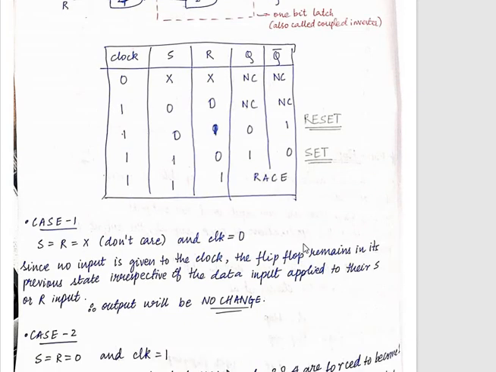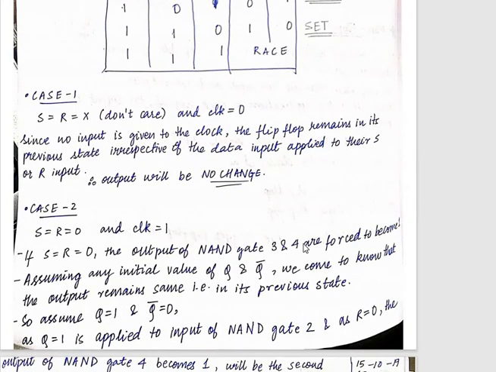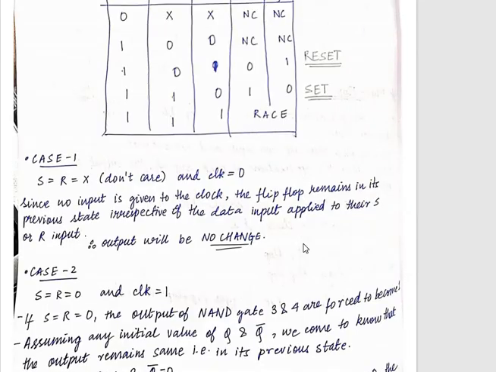So this state should be avoided. Let us go in detail to understand how this happens, how the output Q and Q bar changes and what its output is. When there is no clock applied, that means clock equals 0, the output will be no change.